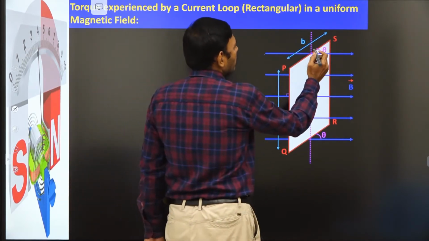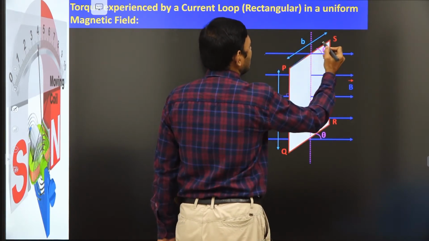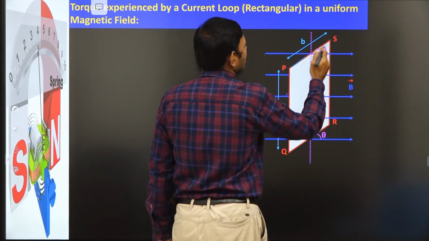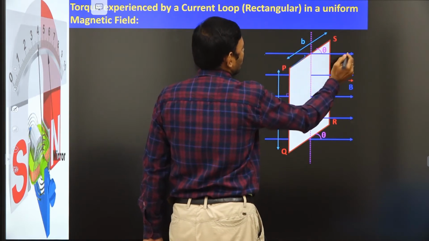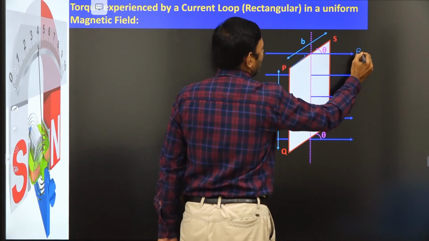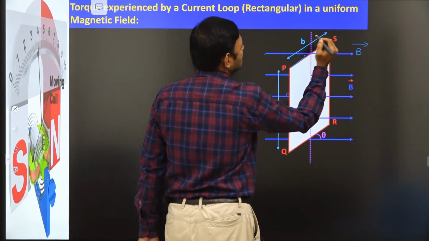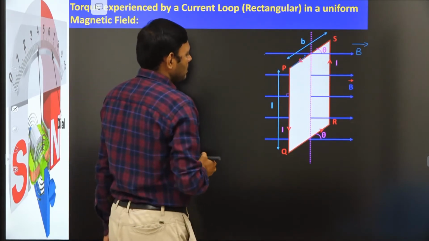Here see, the angle between the direction of the magnetic field and the breadth is theta. Here we are indicating theta. This is the angle between the breadth of the coil and this uniform magnetic field. Here we have the uniform magnetic field B bar. The angle between this B bar and the breadth is theta.